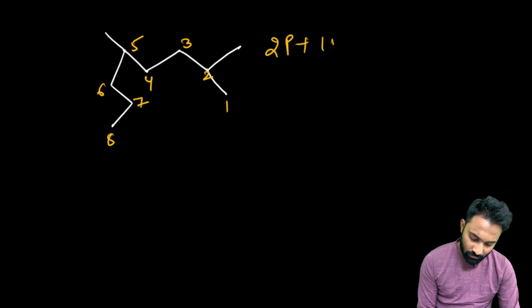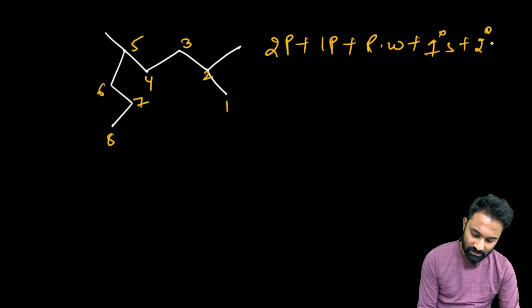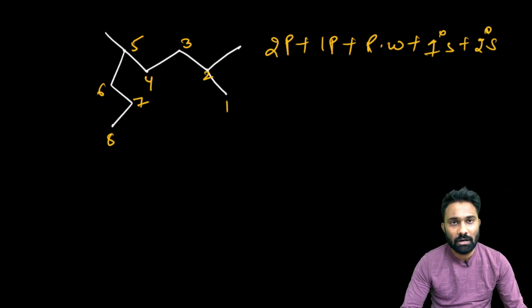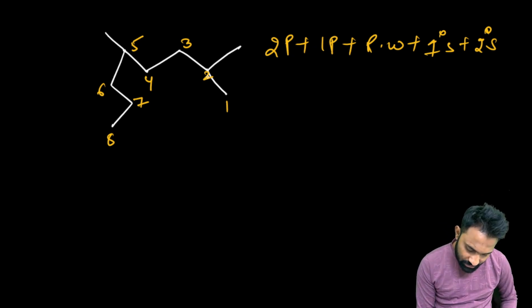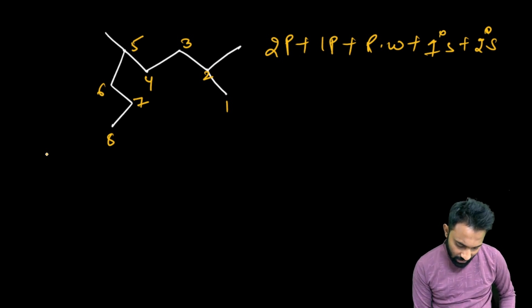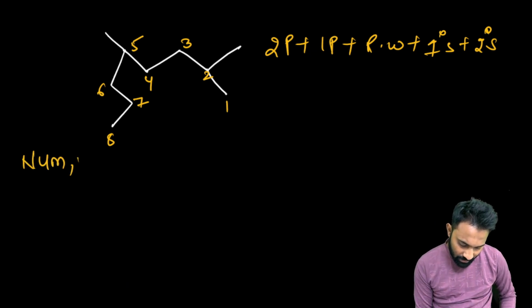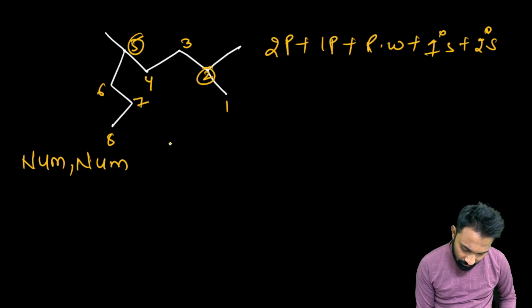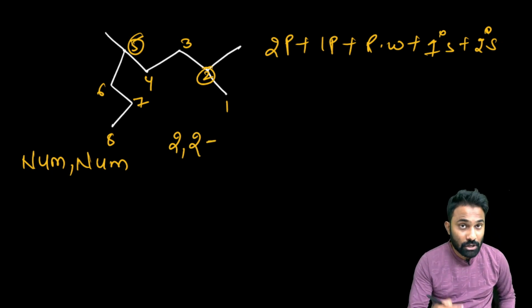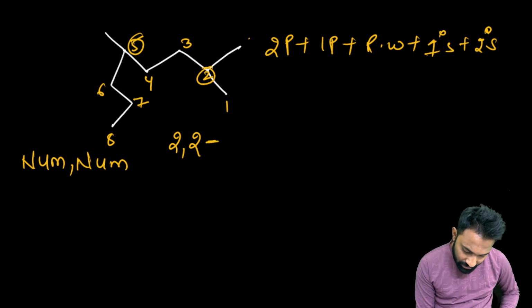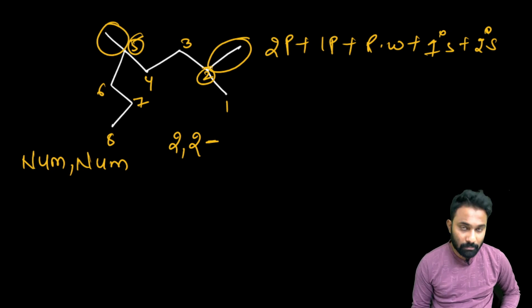Second degree prefix, first degree prefix plus root word plus first degree suffix plus second degree suffix. Until you get acquainted with the formula, for that time you just write it. Now see the substituents first. At which positions are the substituents? 2 and 5 positions. Already I told you, number comma number. So the 2 position and the 5 position we have the substituents. So the numbering will be 2 comma 2. Clear? Next you have to represent the letter, so you have to put the hyphen. Done. Then which substituents are these? This is methyl and this is methyl.